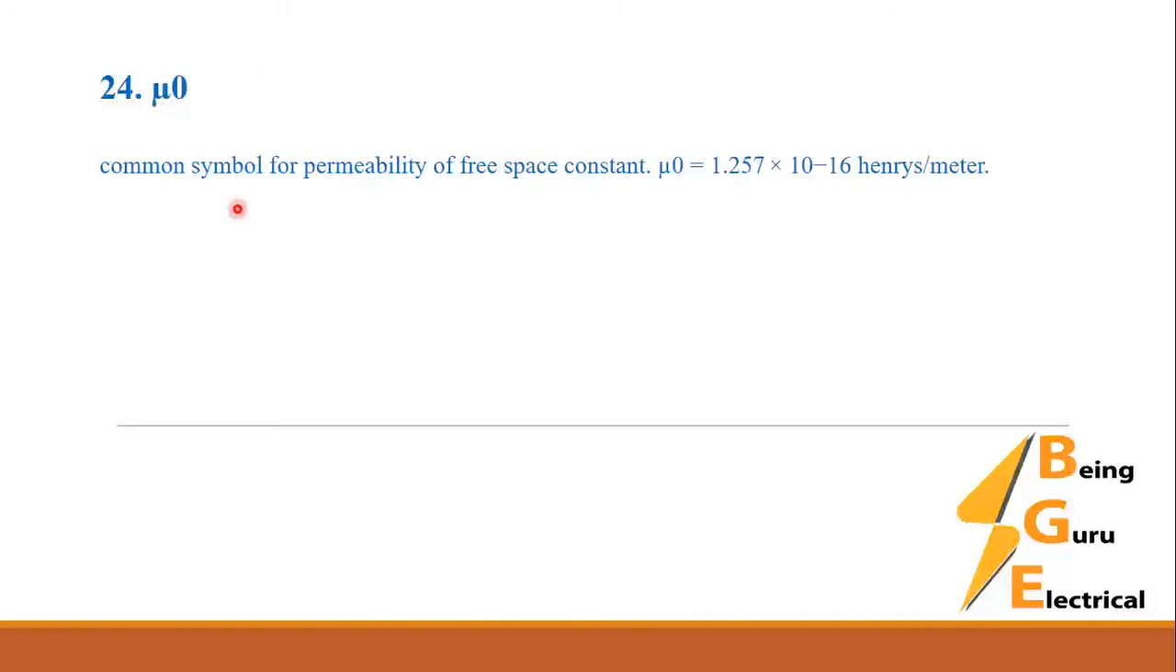Next we have mu naught. This is the common symbol for permeability of free space. It is a constant and its value is 1.257 into 10 power minus 6 Henry per meter.